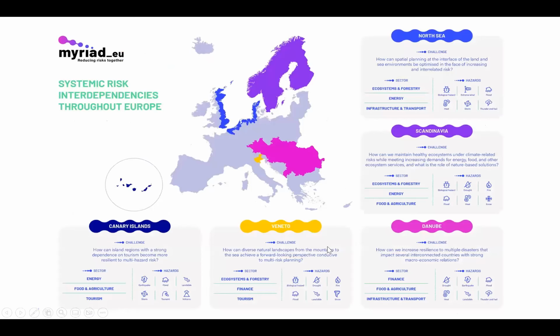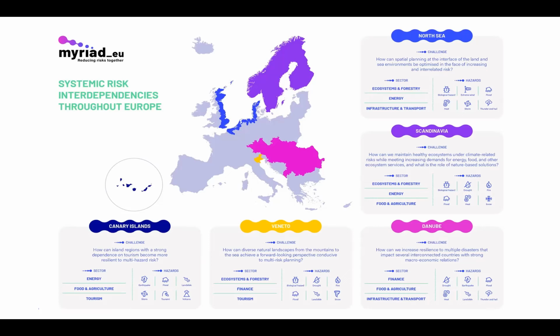And then to do that, we set up the project really around 5 pilot regions, or 5 pilot case studies, quite large case studies, which you can see here throughout Europe. So we have a case study in the Canary Islands, one in Veneto, one in the Danube, one in Scandinavia, and one in the North Sea. And this latter one in the North Sea is really looking at not just the countries around the North Sea, but really the interactions between land and ocean, right? So you see those connections come together.